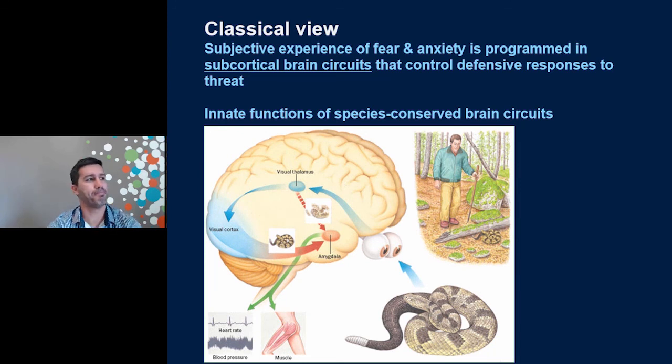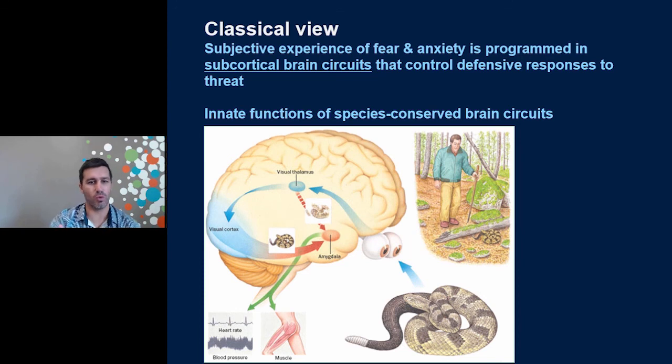Okay, so in thinking about how fear and anxiety are represented in the brain, I'm going to just describe now what's really been the classical view, up to now, which is that the subjective experience of fear and anxiety is very much closely related to or programmed within subcortical parts of the brain that control defensive responses to threats. In other words, fear and anxiety really are innate functions of evolutionary conserved brain circuits that exist across a whole bunch of organisms, including humans. And this cartoon kind of captures the essence of this argument.